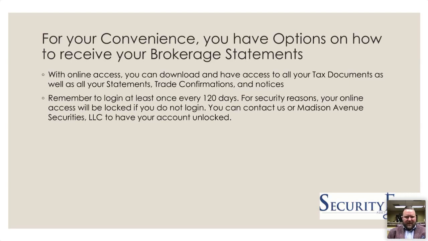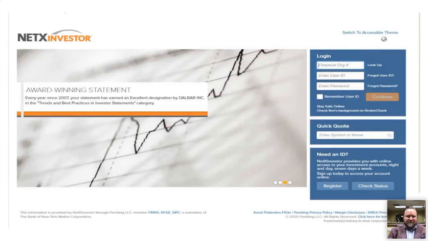So with online account access, you're going to have faster access to tax documents. You can see all your trade confirmations, and your statements are all stored there. They do make you log in once every 120 days. If you don't, you're going to have to reset your password, and you can contact us directly and we'll help you reset it. I know sometimes if you don't log on, it's a hassle to reset it, but it's for security. We want to make sure your account's secured and no one can hack in, so they make you change your password and log in at least once every 120 days.